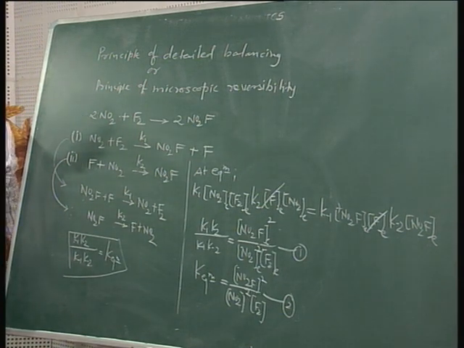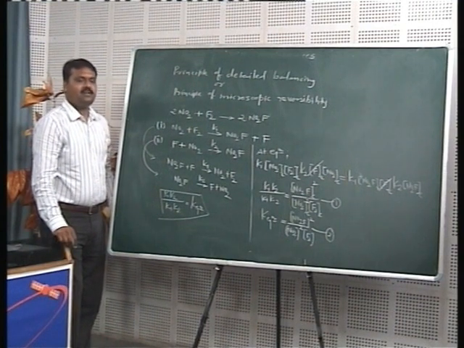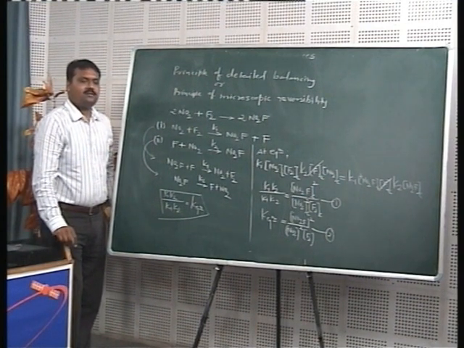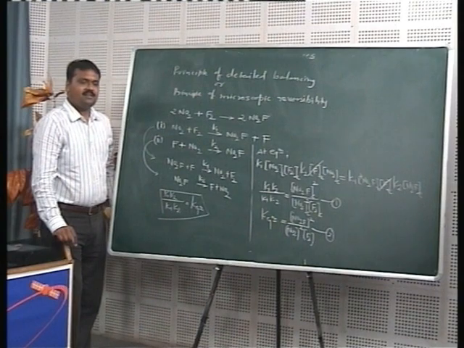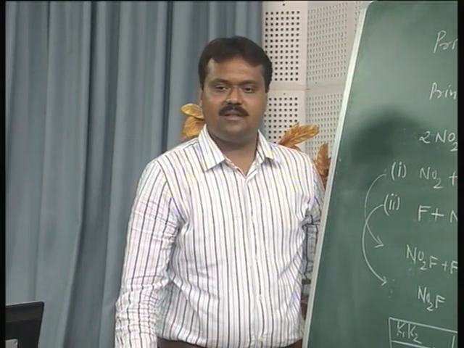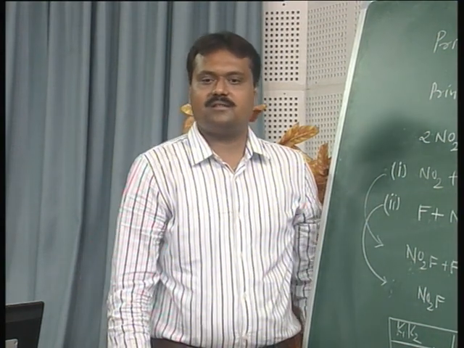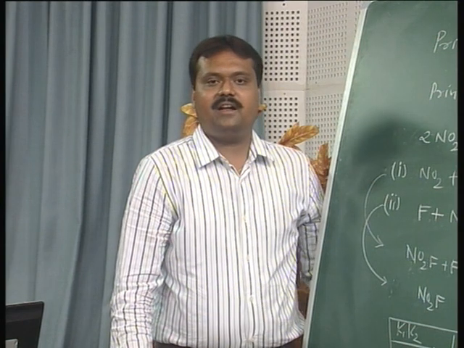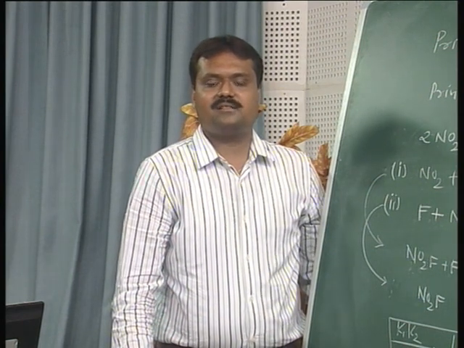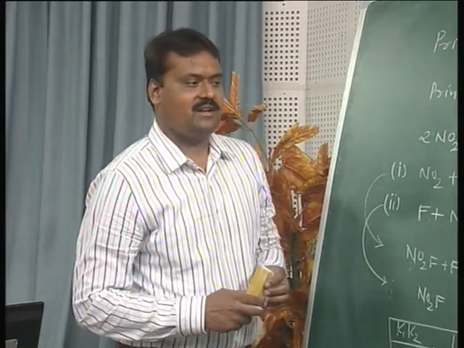So in general, one can say that the fact that at equilibrium the rate of the forward reaction becomes exactly equal to the rate of its reverse reaction helps us to establish the relation between the equilibrium constant of the overall reaction and the rate constant for each elementary step and the reverse reaction. This is called the principle of detailed balancing.